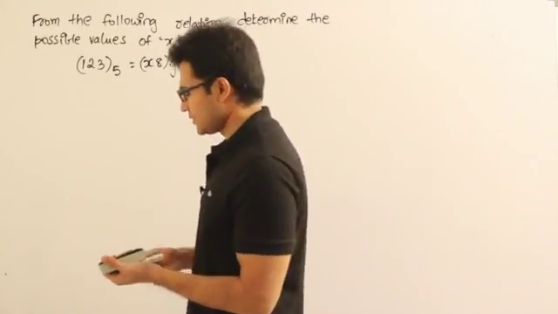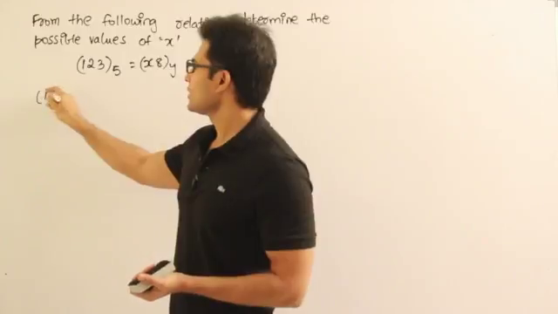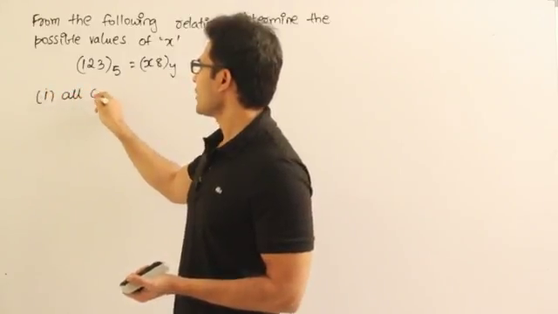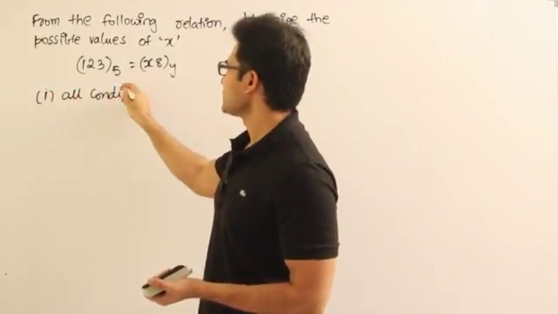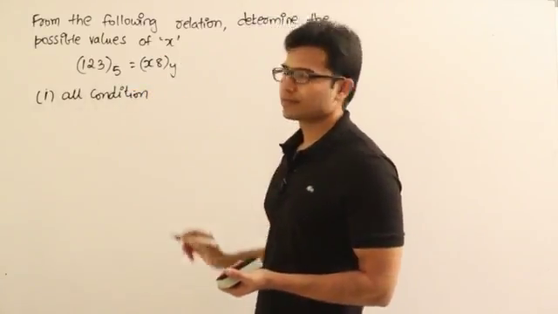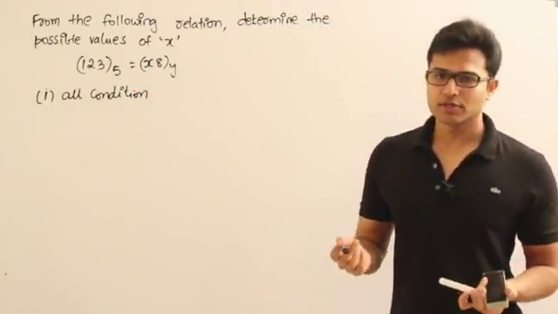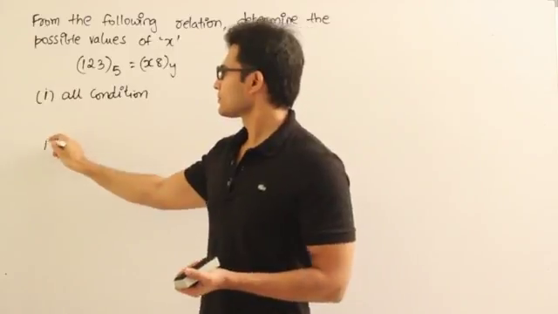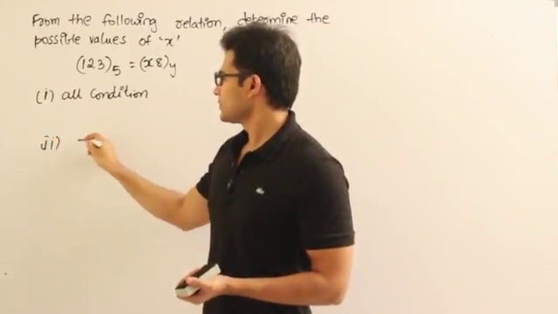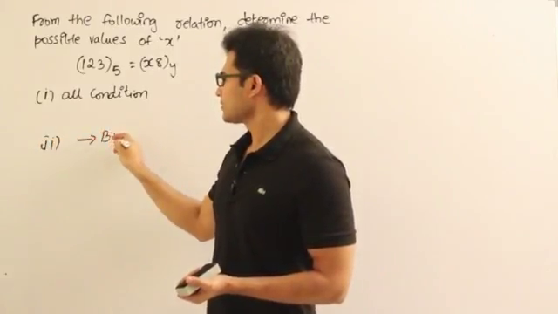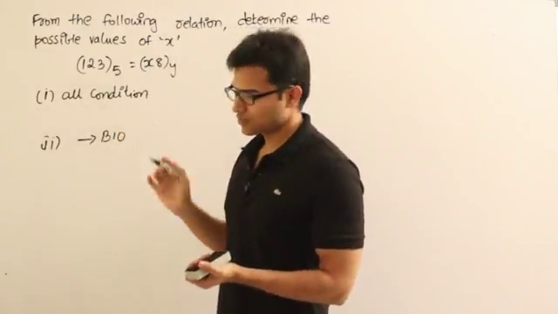Okay. So now the easiest way is, step 1, always follow this. Whenever such questions are given, step 1 is find all the conditions. You have to find all the conditions that you can gather from this, and step 2 is convert it into base 10. Once you convert this to base 10, you can solve it.